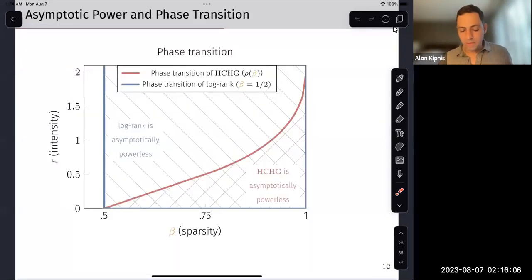Okay, so this is how it looks graphically. This is the phase transition curve of higher criticism, and here the phase transition curve of log rank, and this whole area is potentially the area where we can detect things using HCHG, but we cannot do this using log rank. So there are many discoveries here that we might make if we only applied the right tool, but we will miss these discoveries if we only use the classical tools.